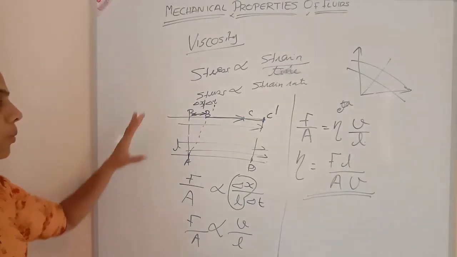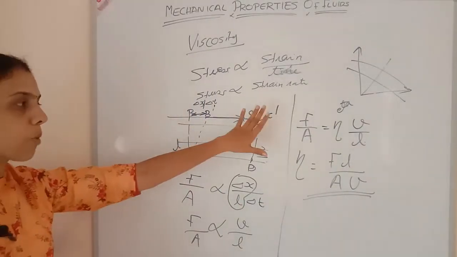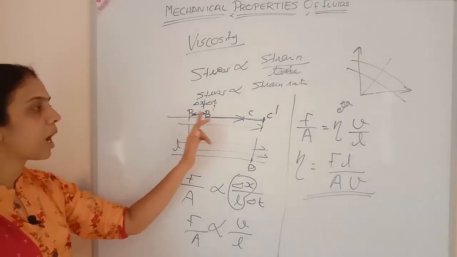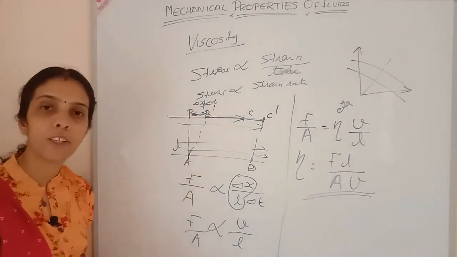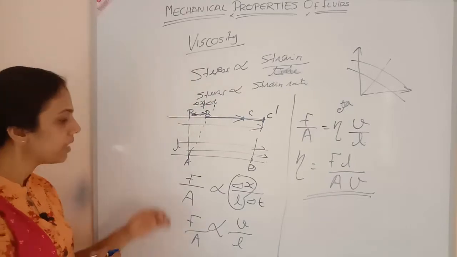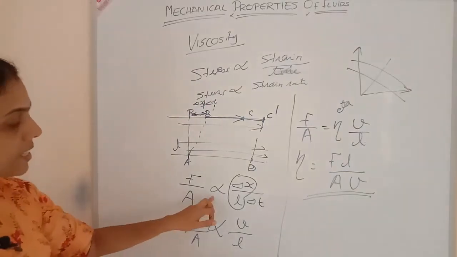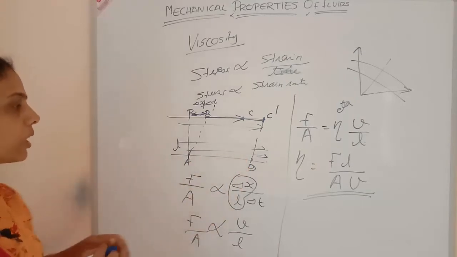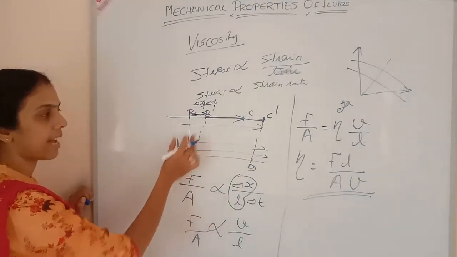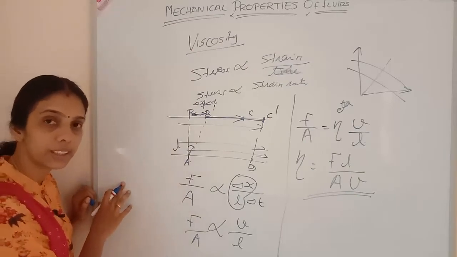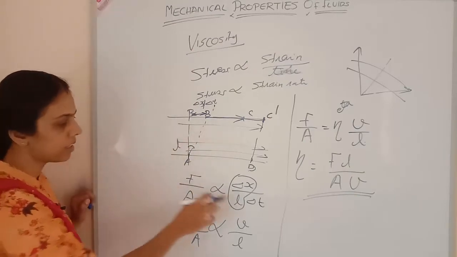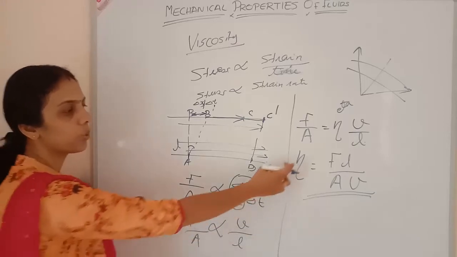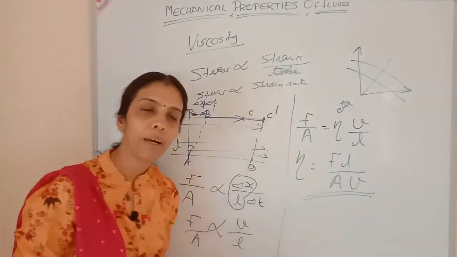Clear? So in a fluid, we are considering a small portion of the fluid. In a delta t time interval, the upper layer is moved to a distance of delta x. So stress is proportional to strain, delta x by L. How did we get that? We considered this tan theta because it is shearing strain, only the upper layer is moving. So delta x by delta t we can consider as V by L. So eta is equal to FL by AV.